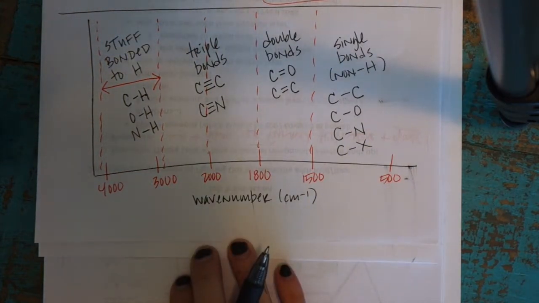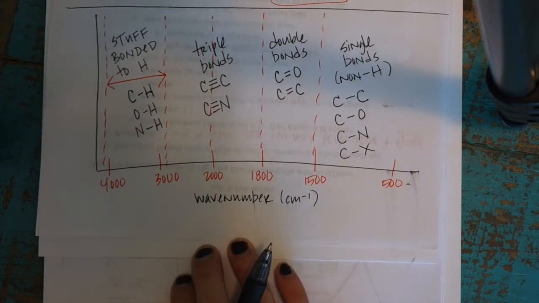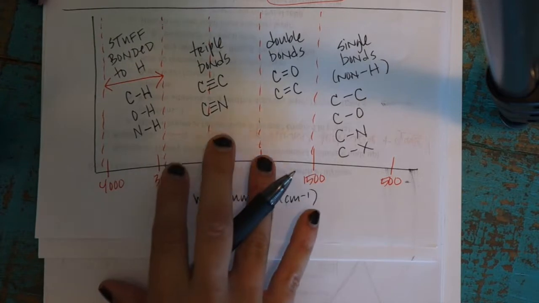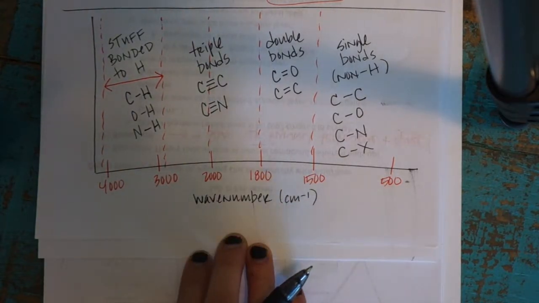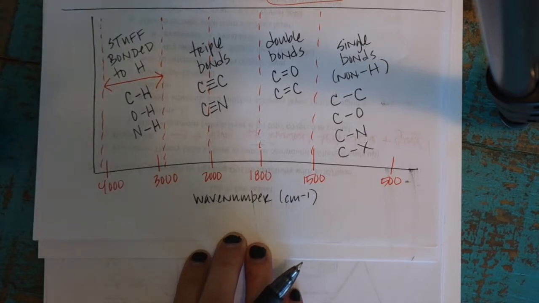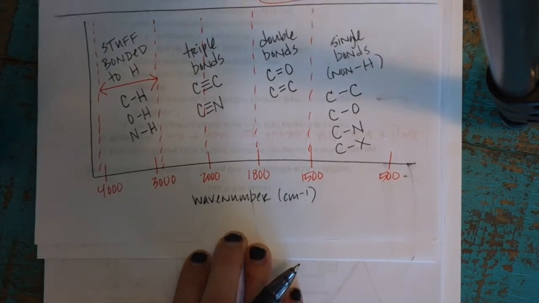Next I'm going to go through the individual regions and talk about how you want to start looking at the spectrum and identifying different things that you might see. I'll show you some examples that are on your sample spectrum handout.